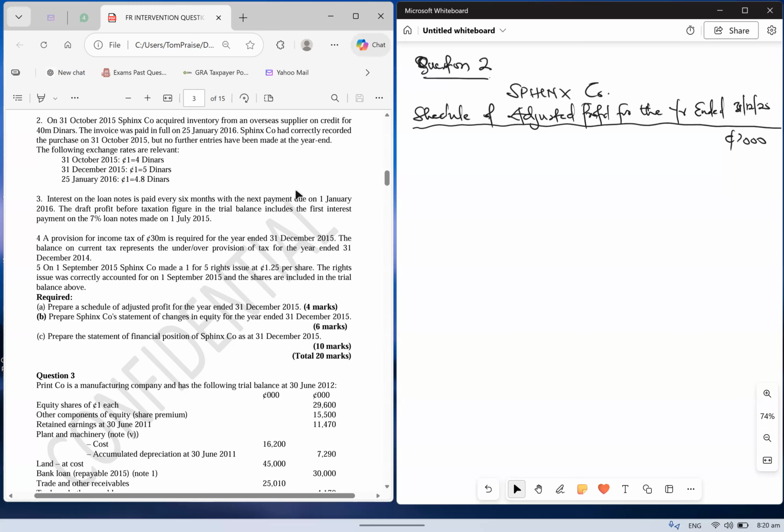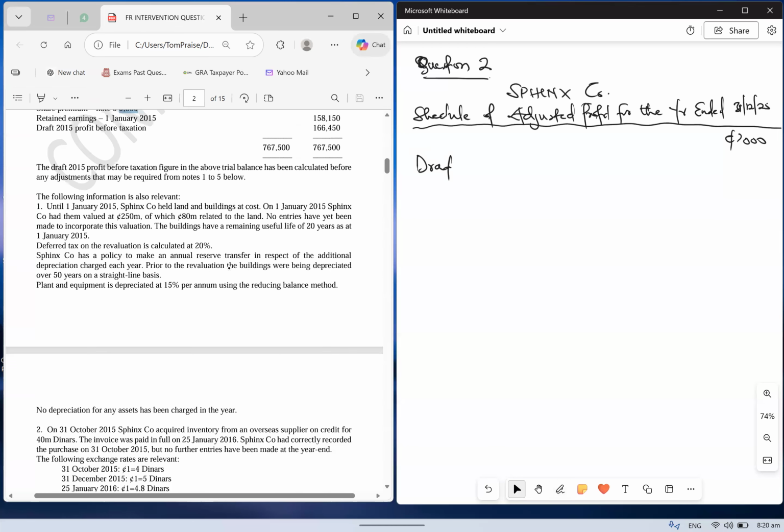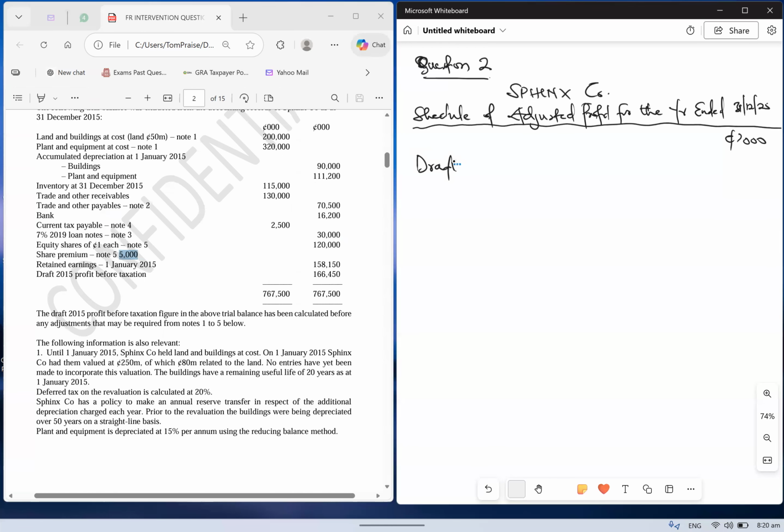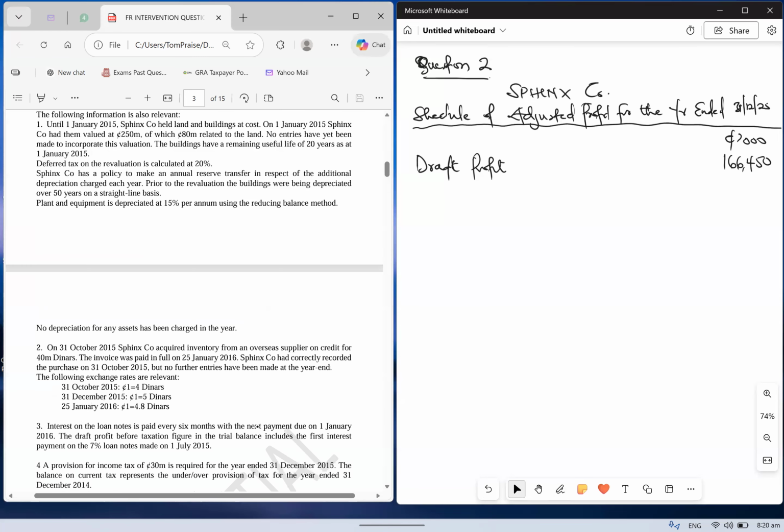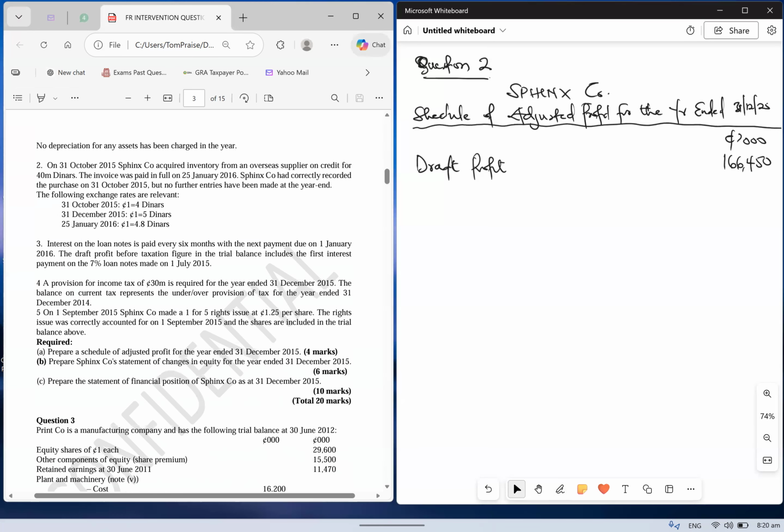Our draft profits is 166,450. So this is the figure we are coming to make all sort of adjustments on. So like I said, this is your page 1. Your page 2 will probably take care of the others, the statement of changes in equity and statement of balance sheet.